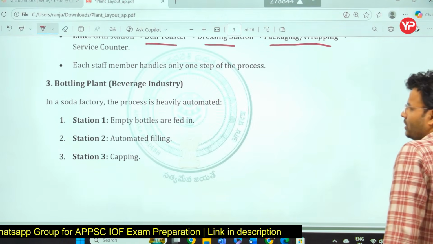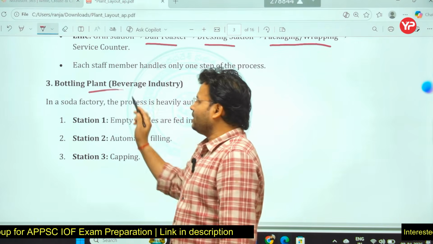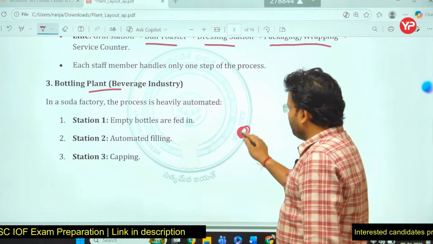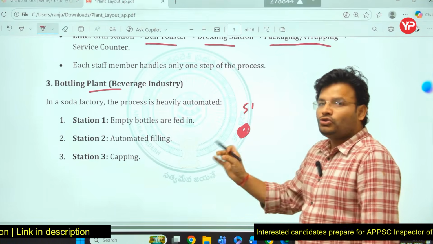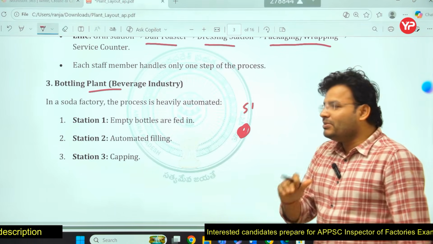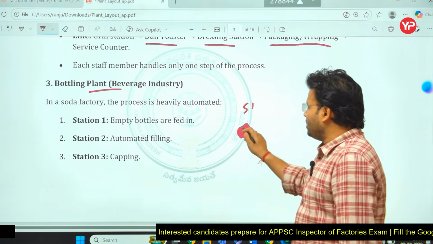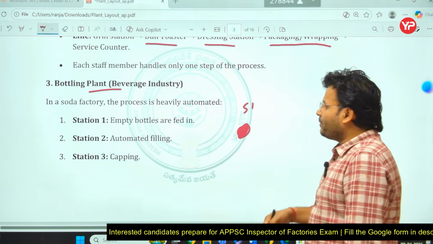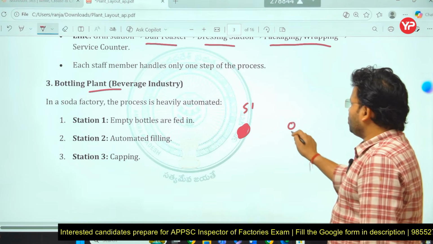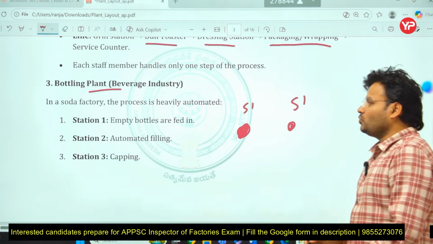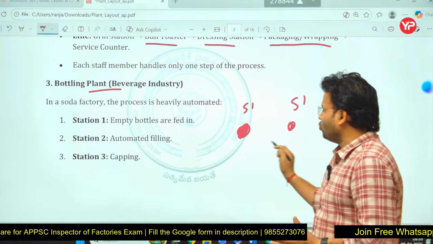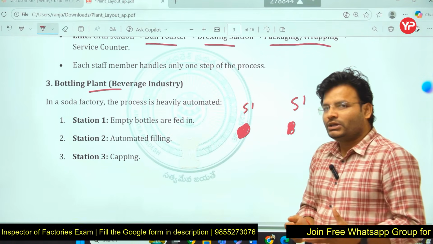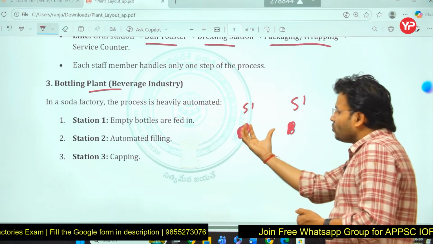Next is a bottling plant. What is happening here? At station 1, you put in all the empty bottles. After that we go to another station, S2, where the bottles are filled. So they follow one sequence.